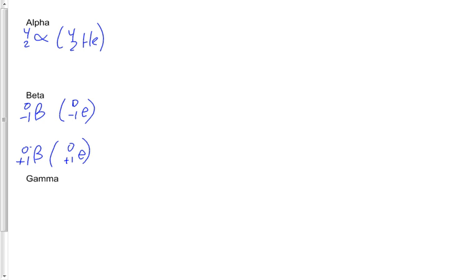Let's go to gamma. 0, 0, gamma. How many protons? How many neutrons? Good. No protons, no neutrons. How many electrons? None. How many positrons? None. So what is this? Well, it's not nothing. It's electromagnetic radiation. It's not matter or antimatter. Radio waves, microwaves, infrared radiation, visible light, ultraviolet, X-rays, gamma rays.